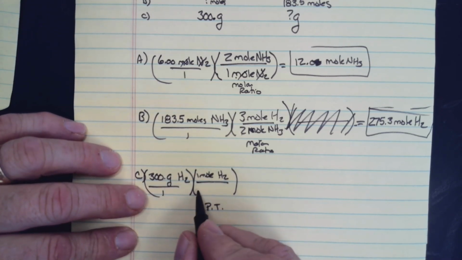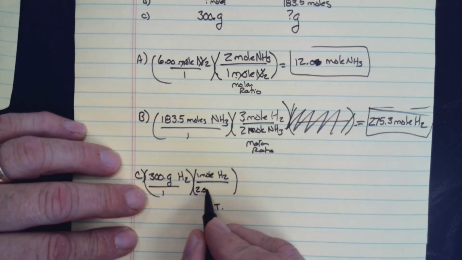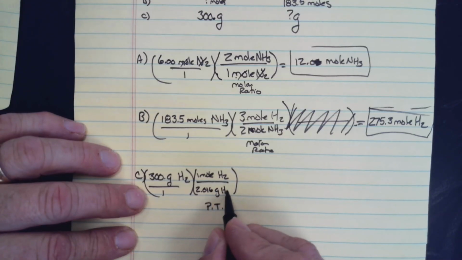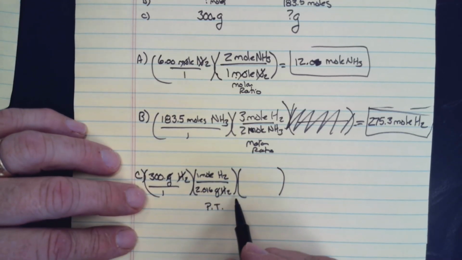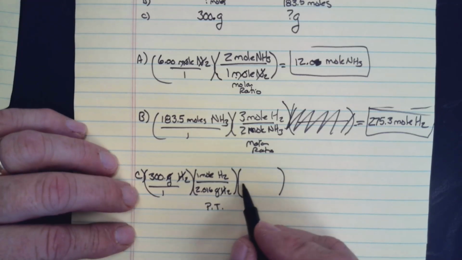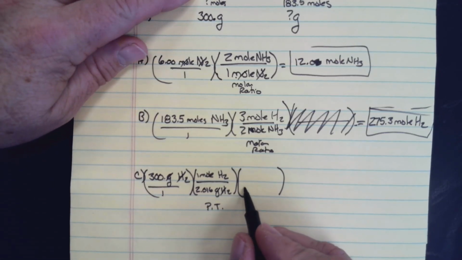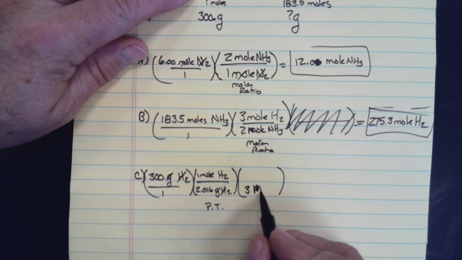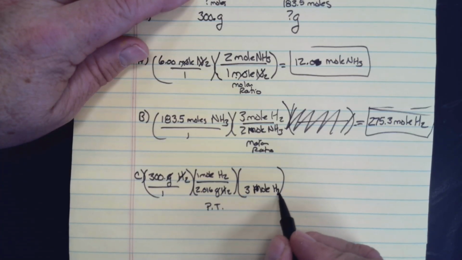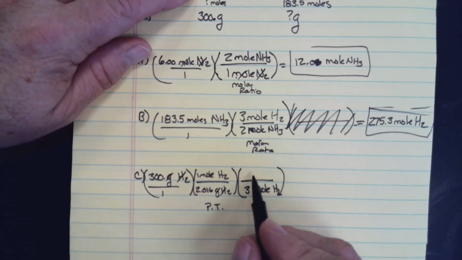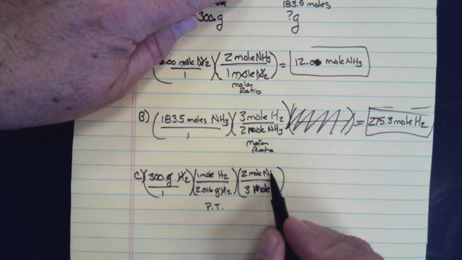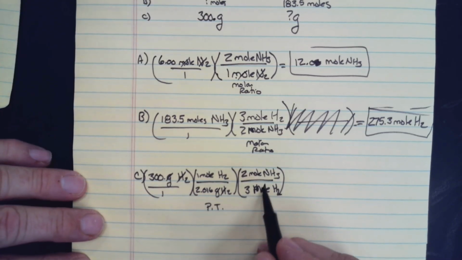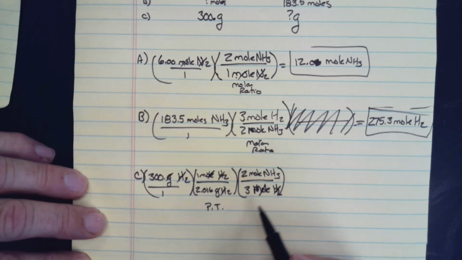And 1 mole of H2 is 2.016 grams of hydrogen. Grams cancel with grams, hydrogen and hydrogen. If I stop the problem right now, I'd have moles of hydrogen. But now I want the molar ratio to get from what I know. So here's where the coefficient comes into play. I have 3 moles of hydrogen, and it gives me 2 moles of NH3. Moles cancel out with moles, hydrogen, hydrogen.